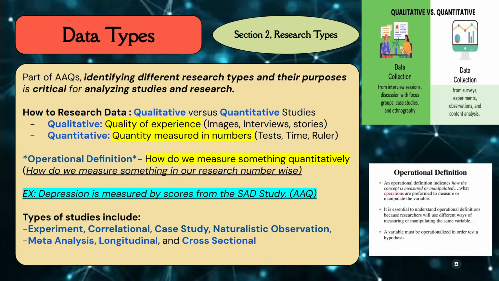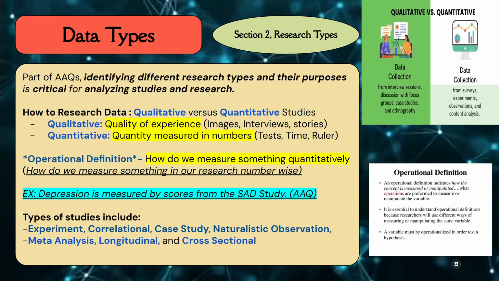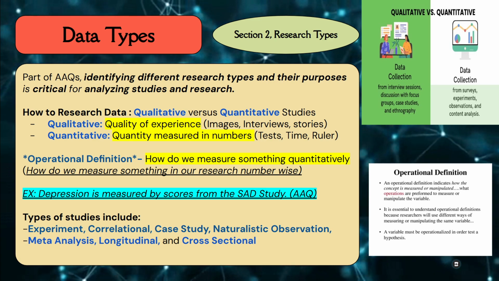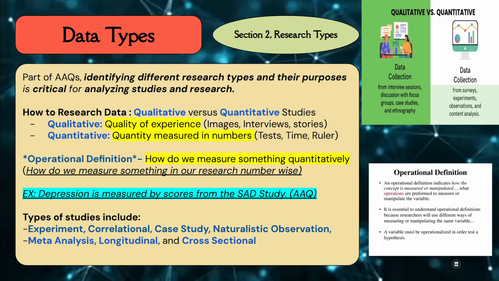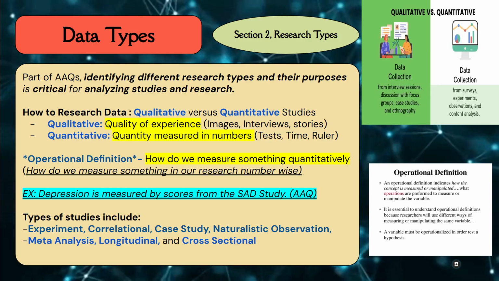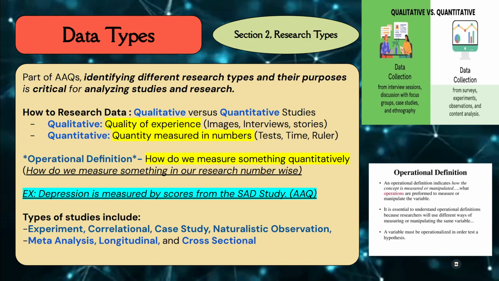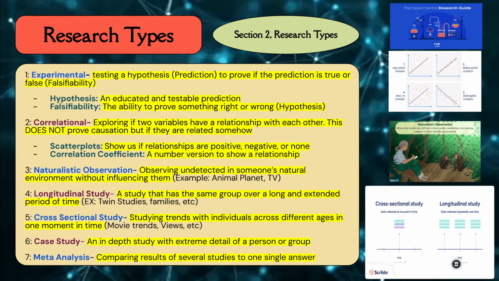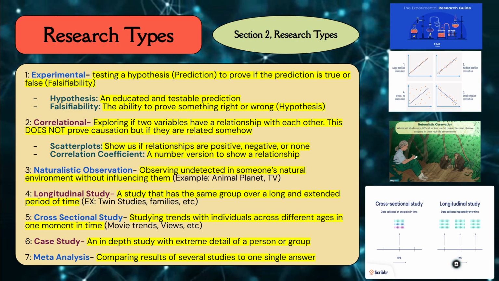So, for example, if they're doing measurements or a study on depression, that can be measured through something such as a SAD exam. So the scores of that will show us as a number how depressed somebody is. If the number is high, they're extremely depressed. If the number is low, they're not that depressed at all. All right, so there's a couple examples right there.